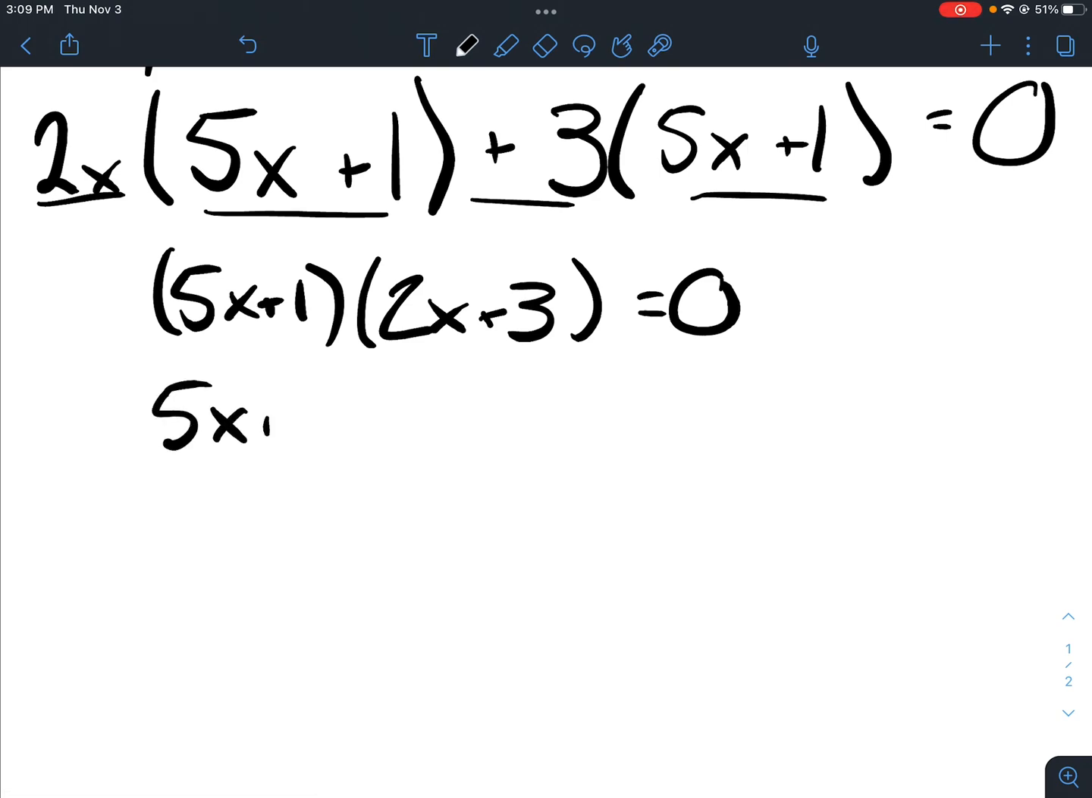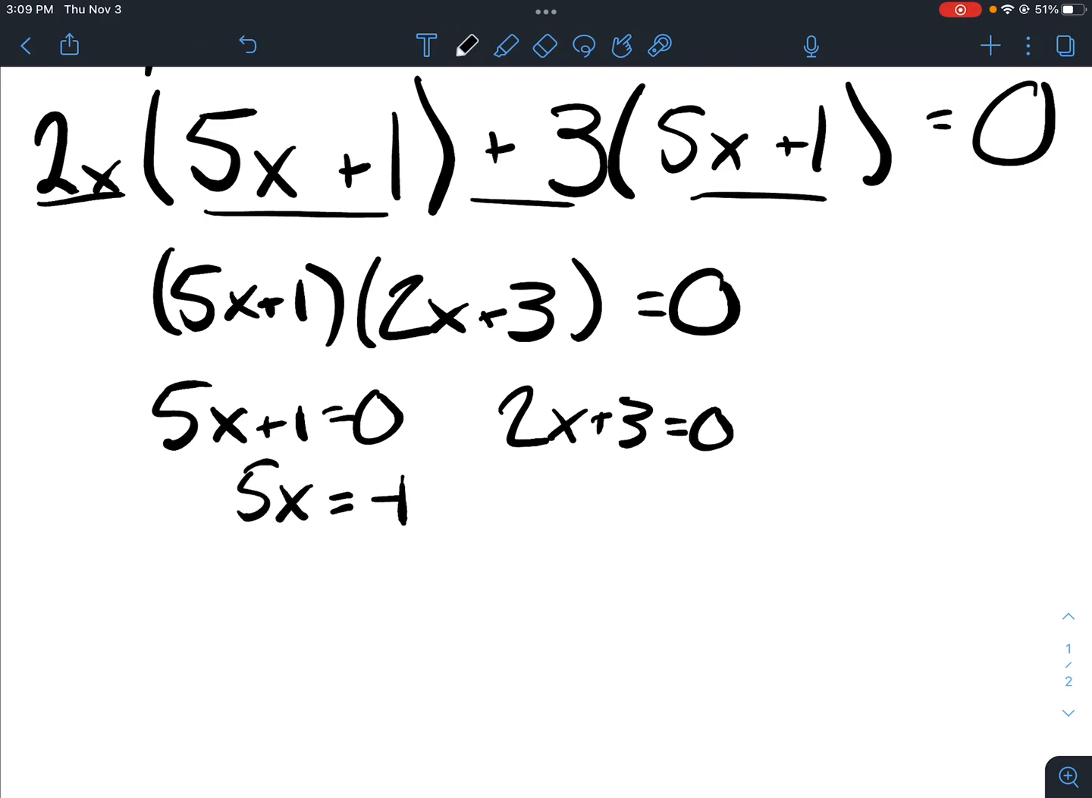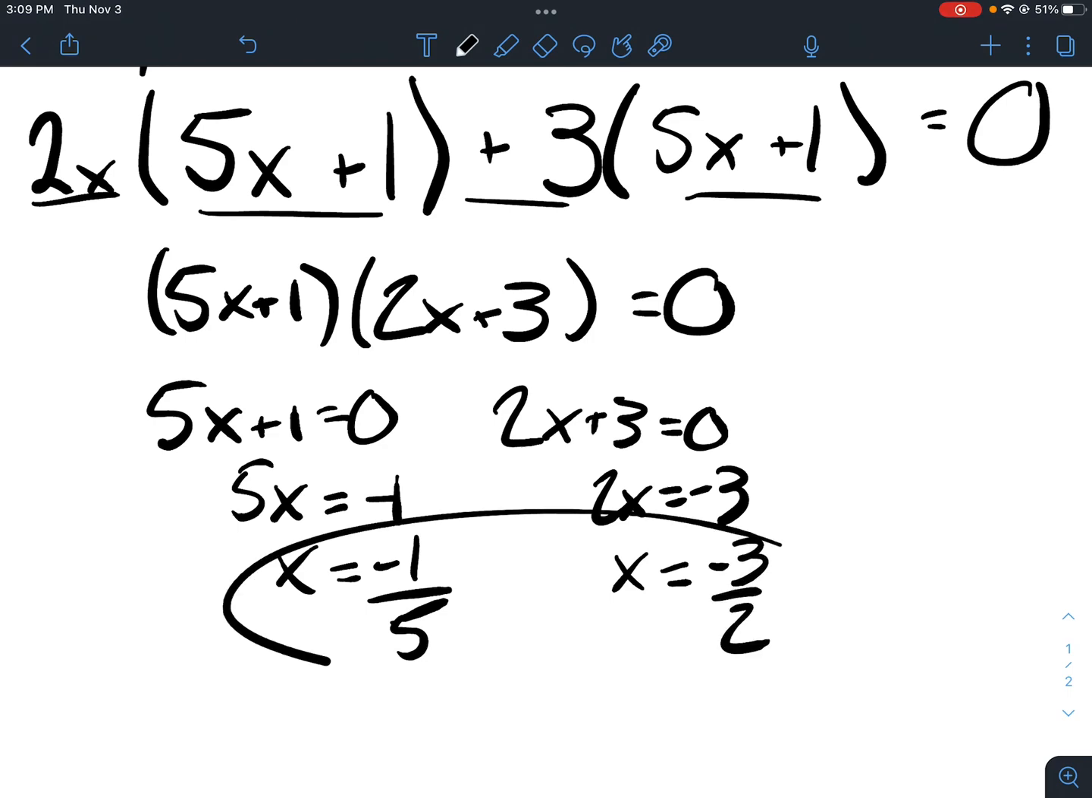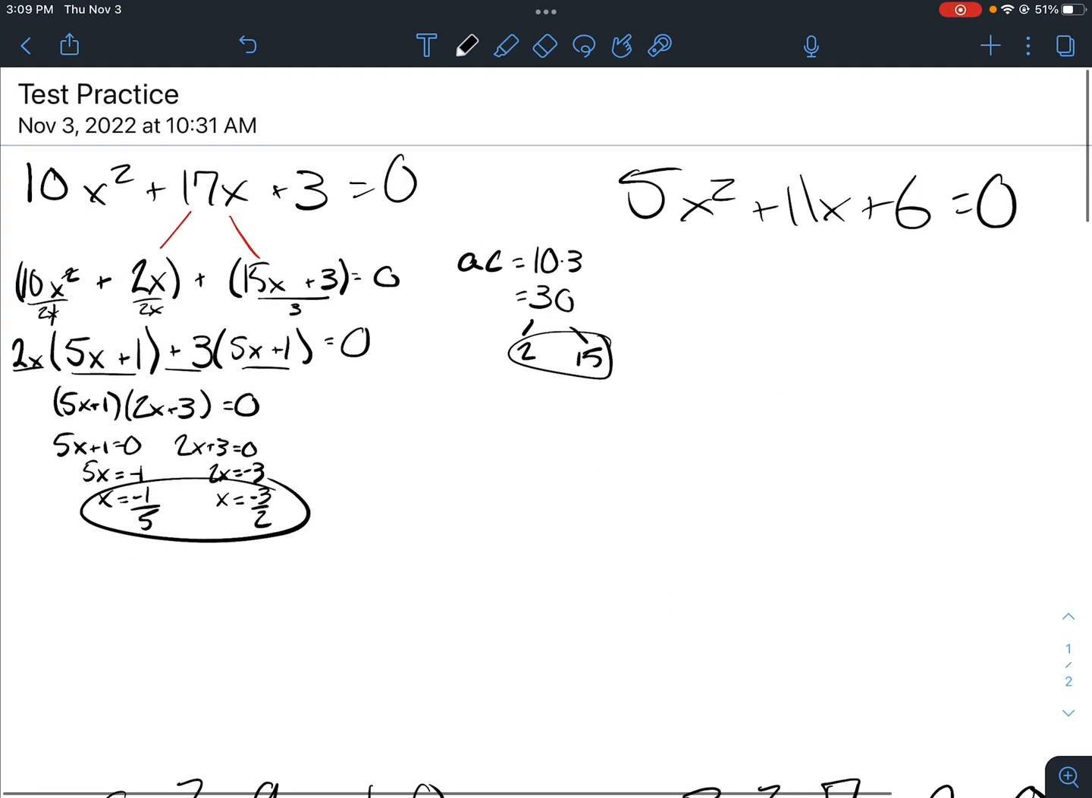Now we solve. By solving, we're going to set both factors equal to 0. 5x plus 1 is equal to 0, and 2x plus 3 is equal to 0. We subtract our 1, so we're left with 5x is equal to negative 1. 2x is equal to negative 3. Divide both sides by 5 and 2 respectively. And those are our answers.